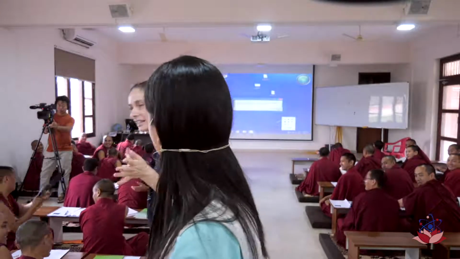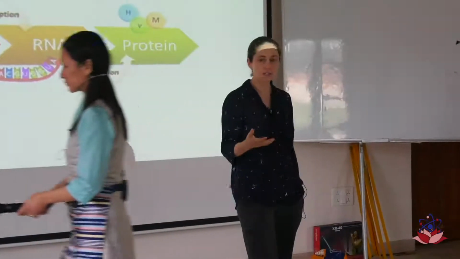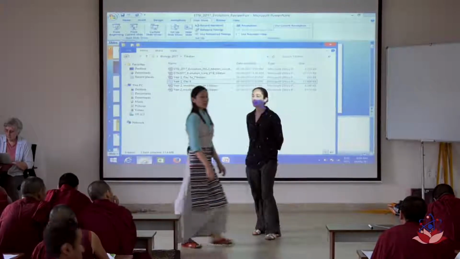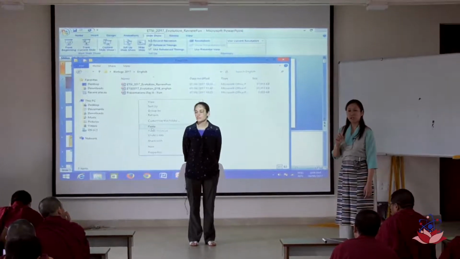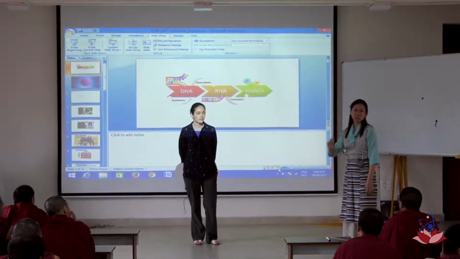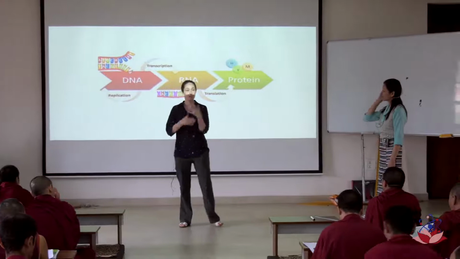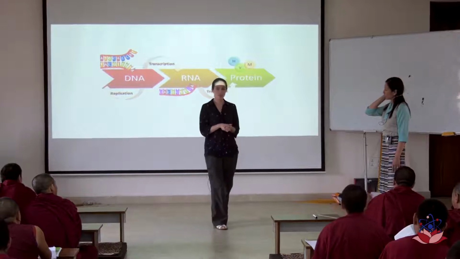Did we get everybody on this side of the room? Alright, so we looked at your suggestions for what you were still confused about and what you wanted to learn more about. And DNA was definitely the most popular answer. So the process of DNA going to RNA, going to protein, which we call the central dogma, is centrally important to understanding biology, so it's worth us talking about.